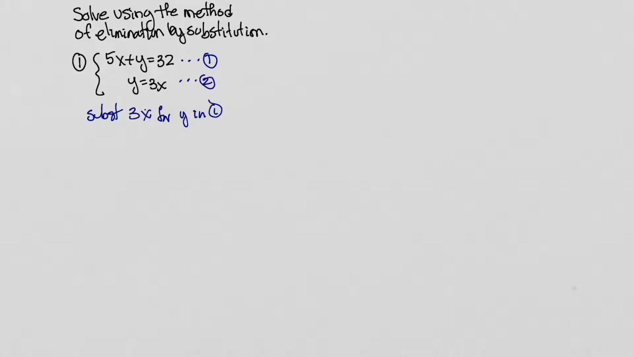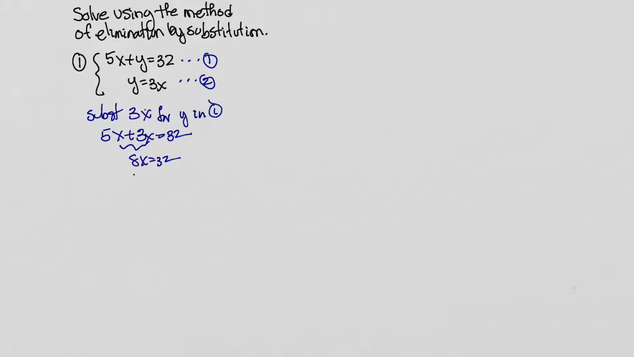See, I already know what y is. What is y? Well, y is 3x. So I'm going to take this 3x and put it right in there for y. We will get 5x plus y, but y is 3x. That's equal to 32. This will give us 8x equals 32.